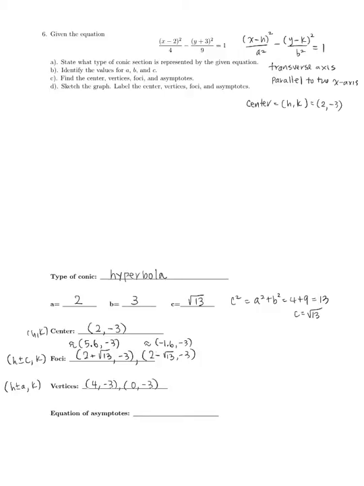All right. Okay, equation of the asymptotes. I'm kind of running out of room, so let me just work it over here. The equation is going to be y minus k equals plus or minus b over a times (x minus h). So then we're going to have y plus 3 equals plus or minus 3 over 2 times (x minus 2).